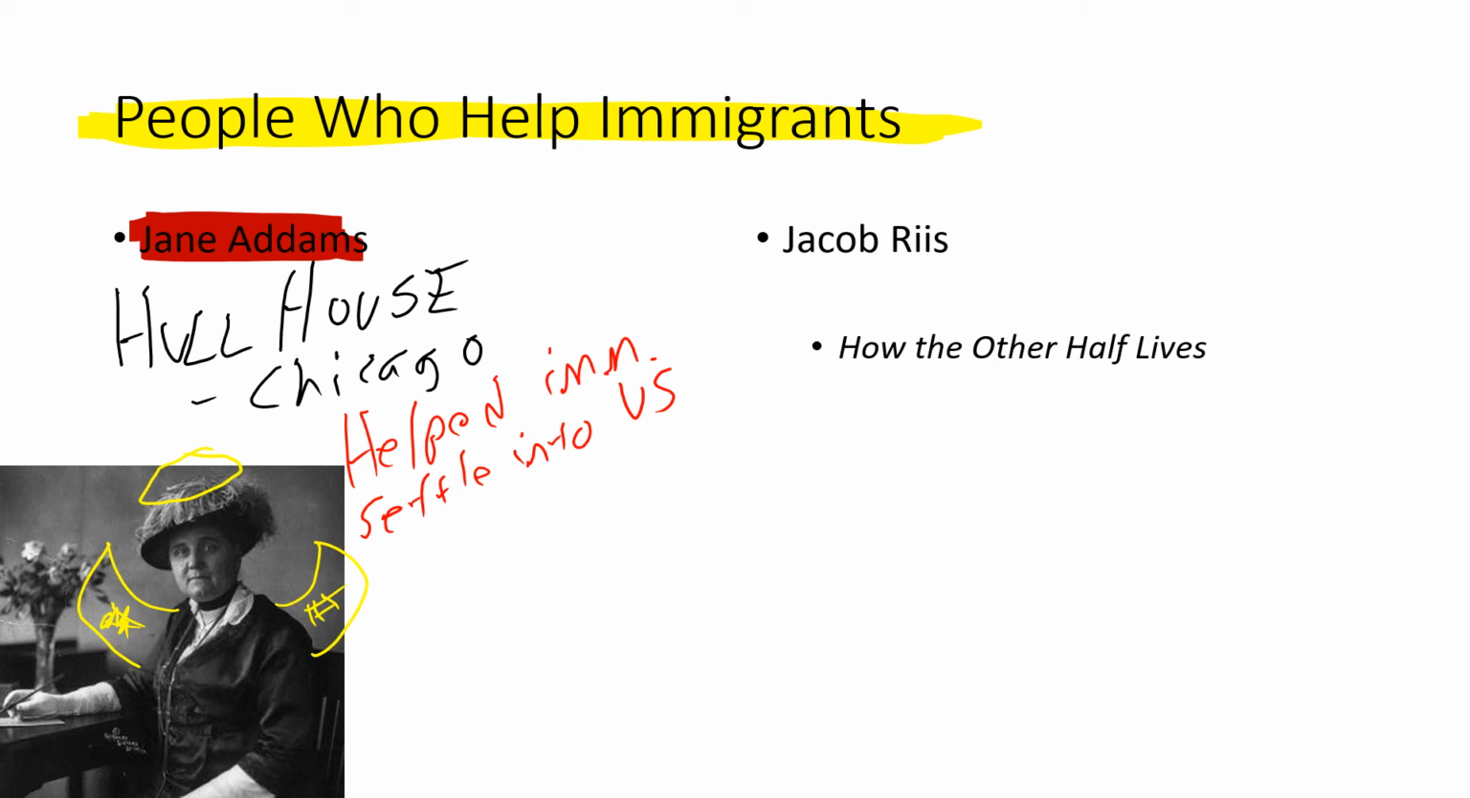This other guy, probably one of my favorite guys from this time period, is Jacob Riis. Jacob Riis is very important, and he's going to do great things for the immigrants. One thing about Jacob Riis is he was a former immigrant. Let's put down he was a former immigrant who had turned into a newspaper writer.